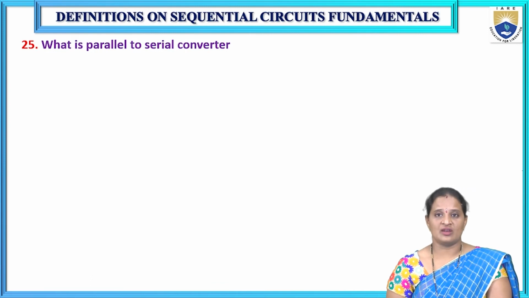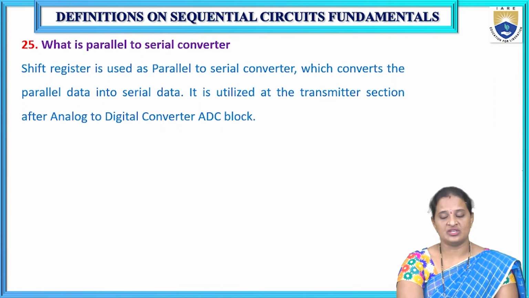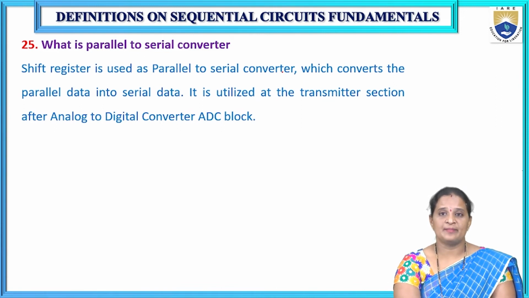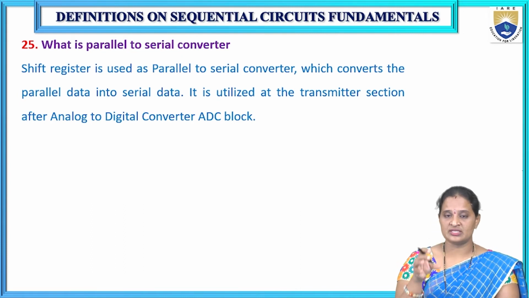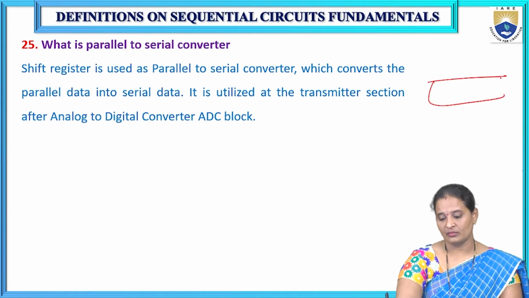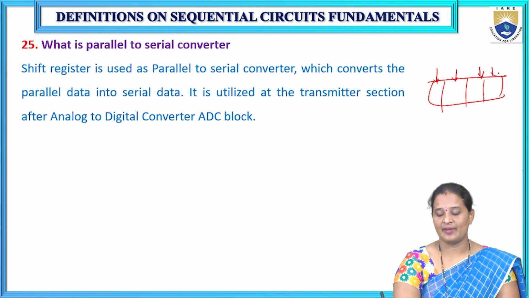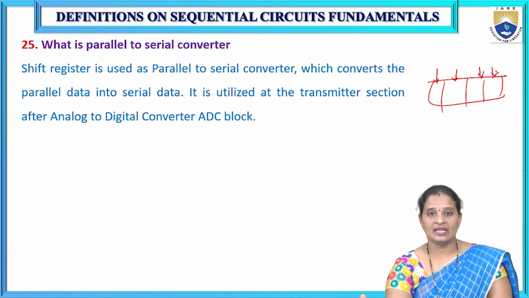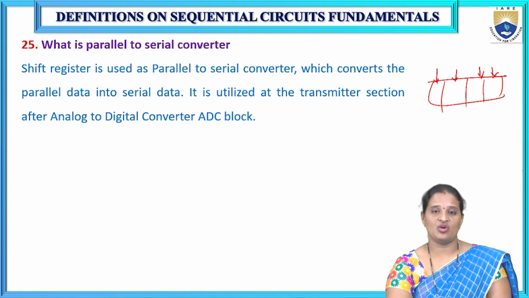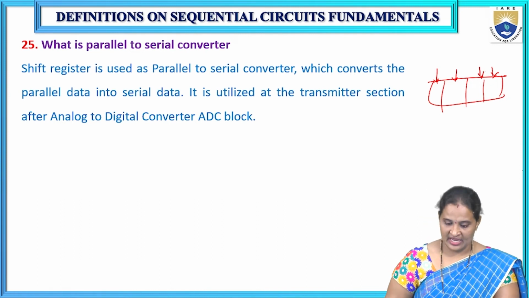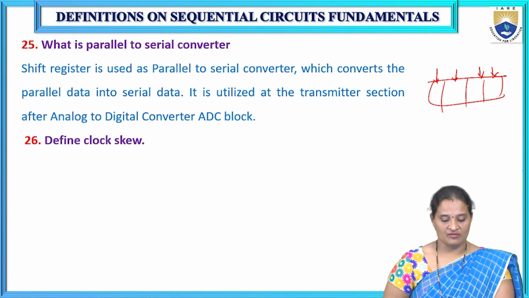What is a parallel to serial converter? A shift register used in parallel to serial converter mode converts parallel data into serial data. Parallel data into serial data means the input is applied, let us consider these are all the flip-flops, all the bits of data are applied parallelly at a time, whereas the data is retrieved from the memory unit serially, bit by bit. Then such a mode of operation is said to be parallel in, serial out, or else a parallel to serial converter.